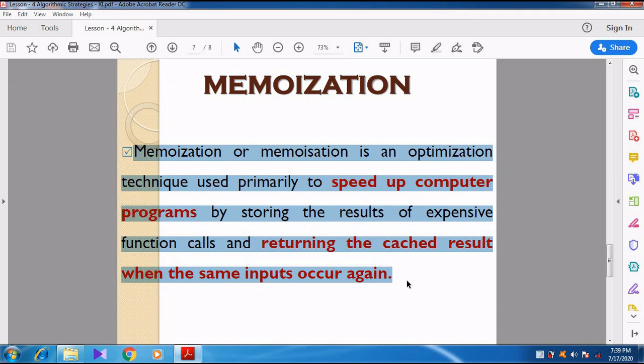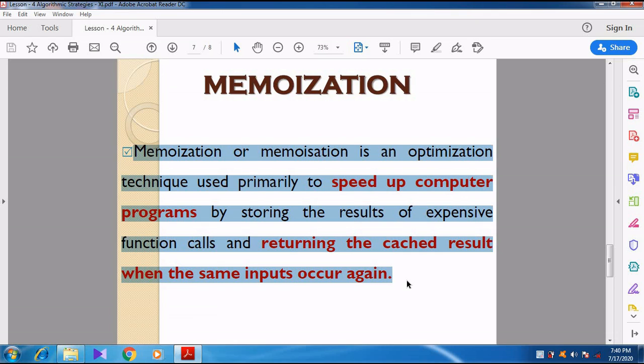So the memoization technique is used to speed up the computer. Not only that, it is used to store the results of problems which are already solved. Those results are stored in the cache. So whenever the same problem arises again, those results are taken from the cache, and it is used to return the cached result.